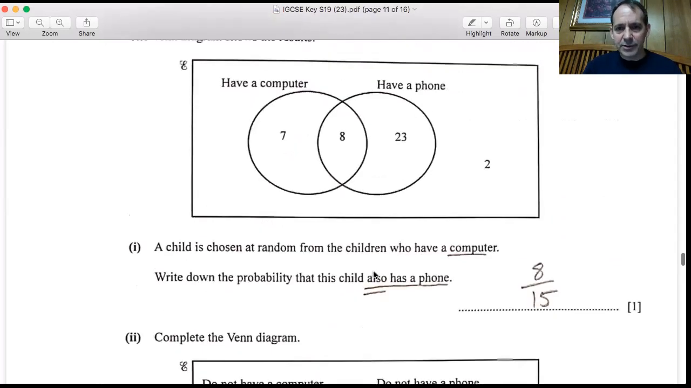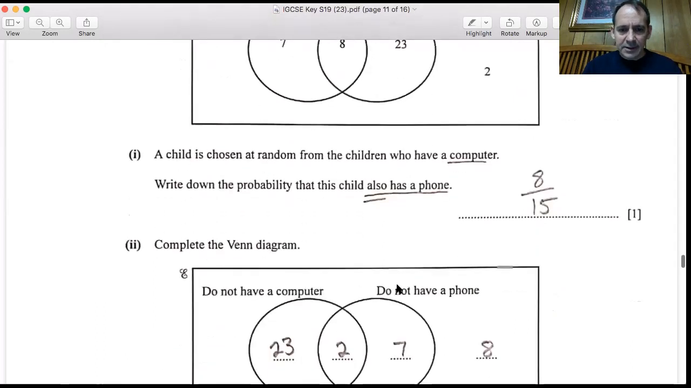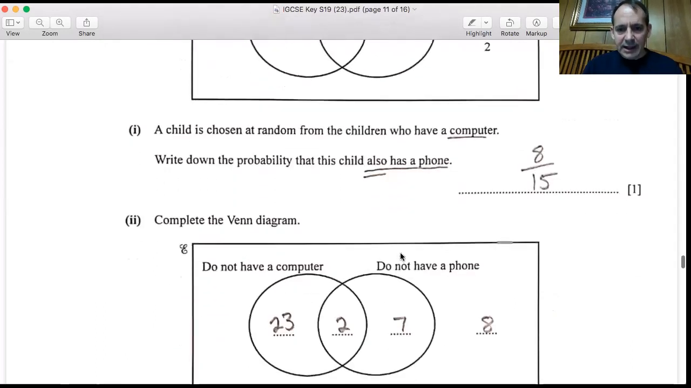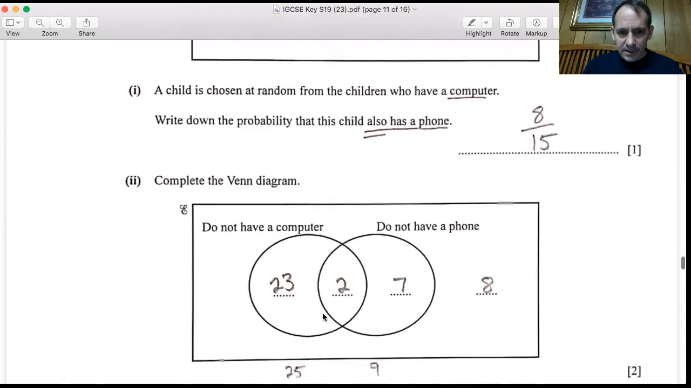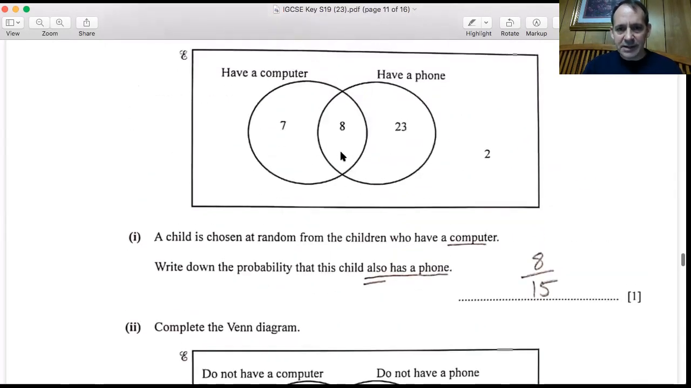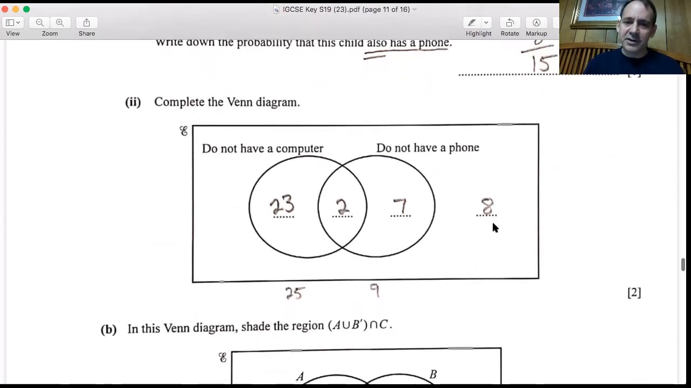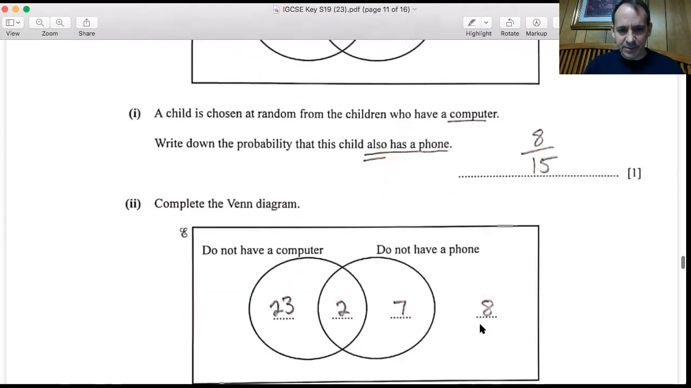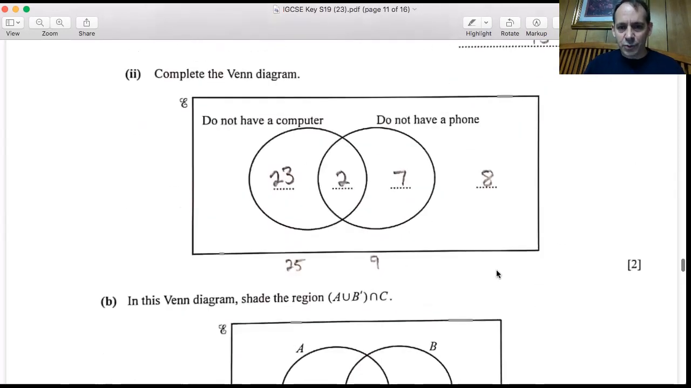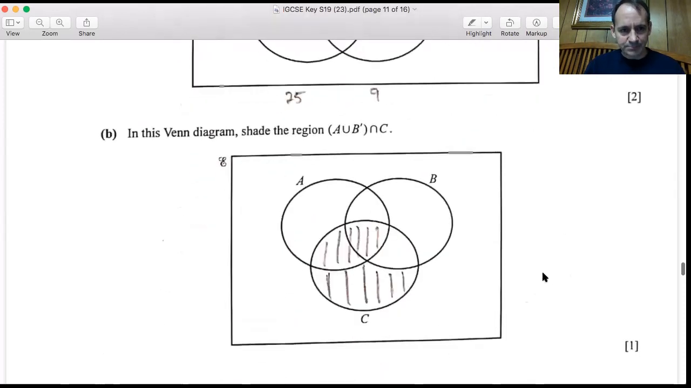If you don't have a computer, that would be 25. So that's 2 and the 23. And then if you're not in the don't have, that means you at least have both of them, then that's the 8. So in other words, they do have both the computer and the phone. These numbers are just kind of like the opposites of these up here. You've got to think it through as to where they go. You get 2 points for that.